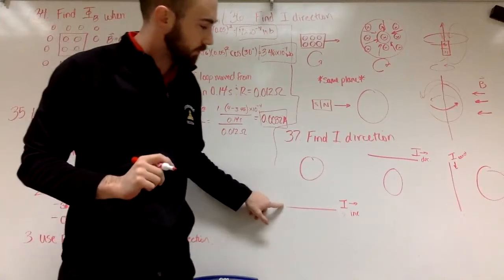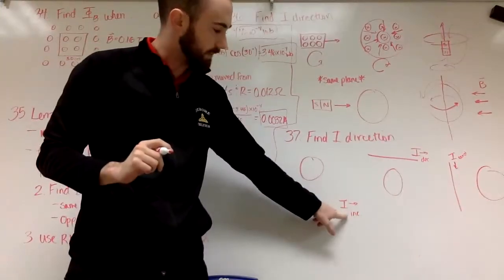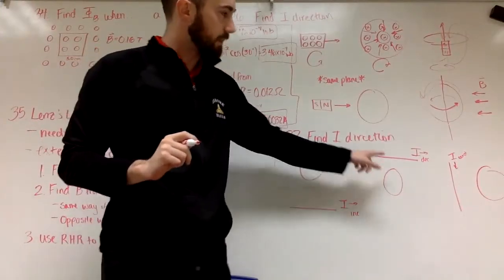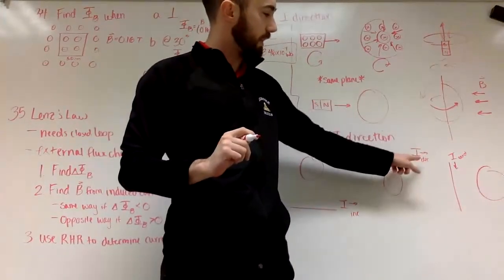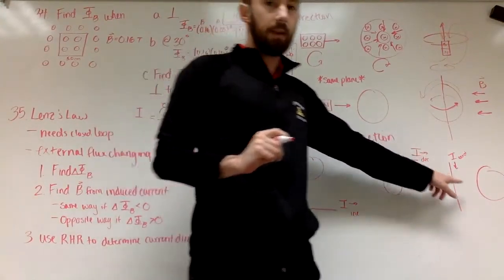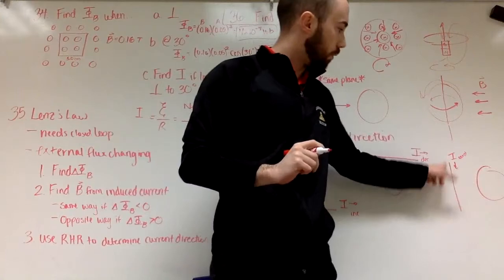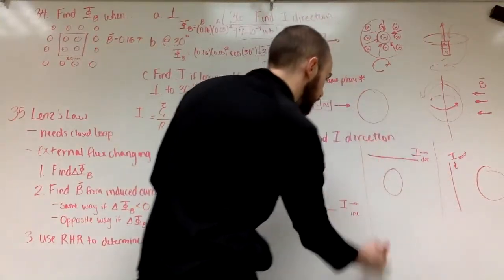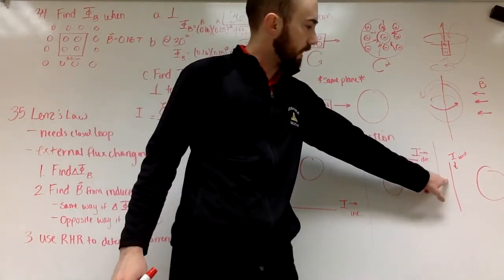Now let's take a look down here at this one. Let's imagine I've got a wire and my current is flowing this way and it's increasing over time. In this case, I've got a wire with a current flowing this way and it's decreasing over time. And in this last one over here, I've got a loop wire. So these three are separated. Let me draw that so you can see them.